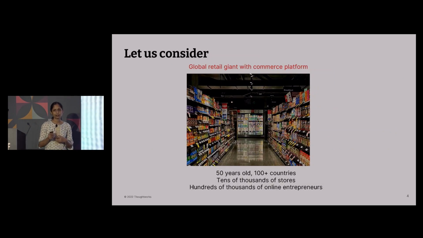Let's consider one example wherein we talk about a large-scale retail store. Now, most of these businesses are quite old, right? And they are also present across multiple countries. And not just that, they have some brick and mortar stores, which are also in thousands, but they also have some e-commerce platforms whereby even entrepreneurs can open shops for themselves online and start selling the material that they want to. So with this, the scale suddenly grows as you think about an e-commerce platform also in retail.